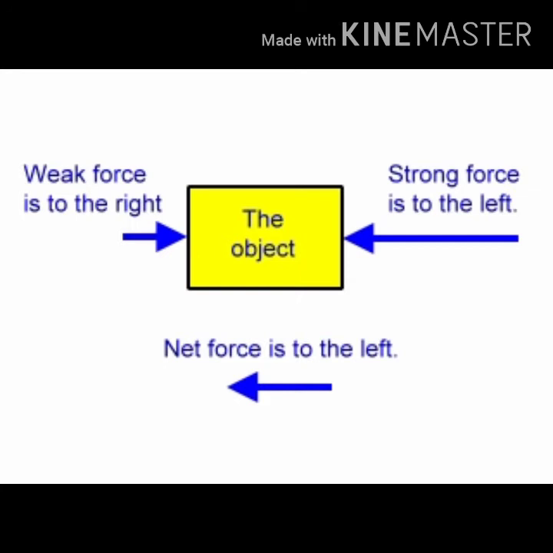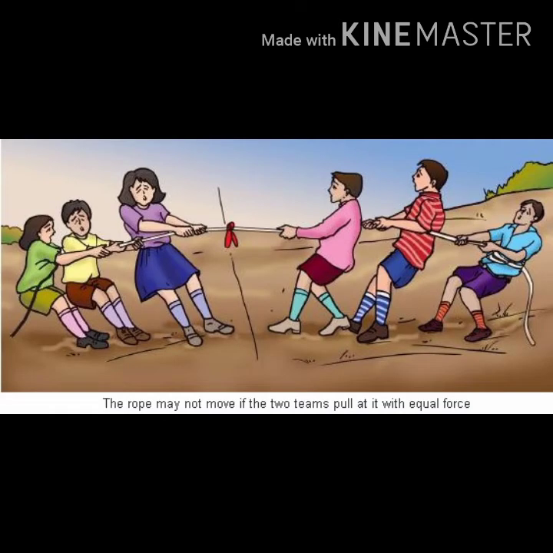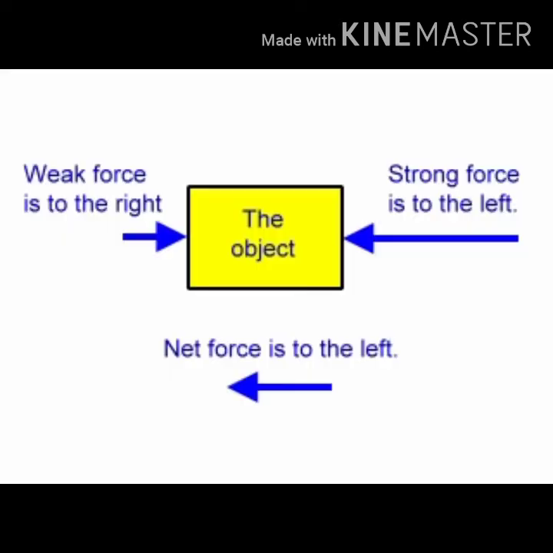And in the tug of war match, whenever two teams pull equally hard, the rope does not move in any direction. The rope will remain at rest. So what is the reason? As I told, whenever you apply force in opposite directions, the net force acting on it is the difference between the two forces. When you apply an equal amount of force, the net force will be zero, and both applied forces will be cancelled by each other.